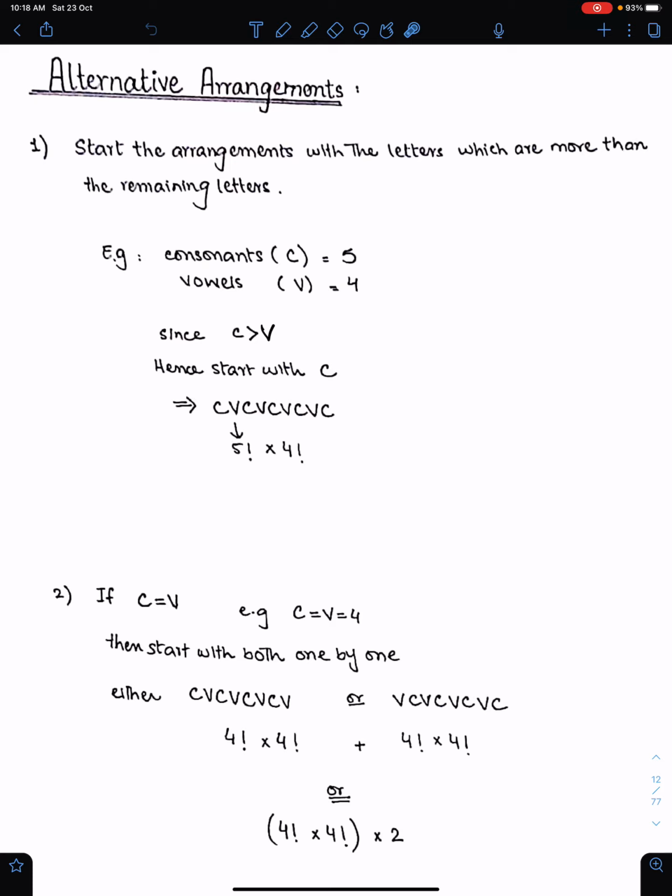So according to case 1, we have to start arrangements with the letters which are more than the remaining letters. If we have more consonants than vowels, then we must start the arrangement with consonants. If both are equal in number, for example 4 each, then we have to start with both one by one, like in this way or in this case.